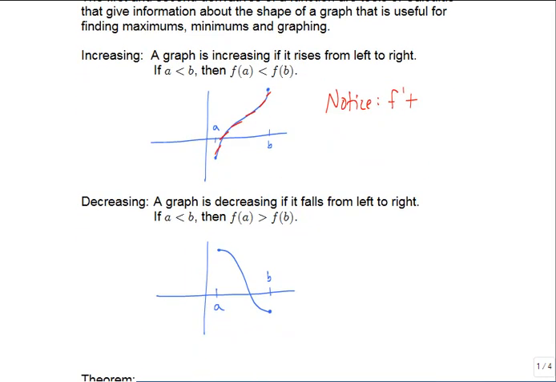Now if we look at the definition of decreasing, a graph decreases if it falls from left to right. So if we have A less than B, then f of A needs to be greater than f of B. So if A is on the left and B is on the right, then f of A needs to be higher than f of B. And if that happens, we say the graph decreases. If we sketch in all of these little tangent lines, notice that each of these falls. So that means they have a negative slope, and slope is the same thing as a derivative. So this means a graph will be decreasing if its derivative is negative.